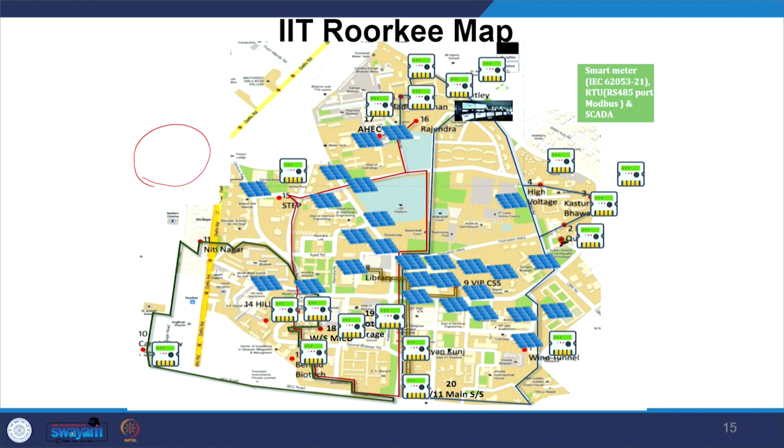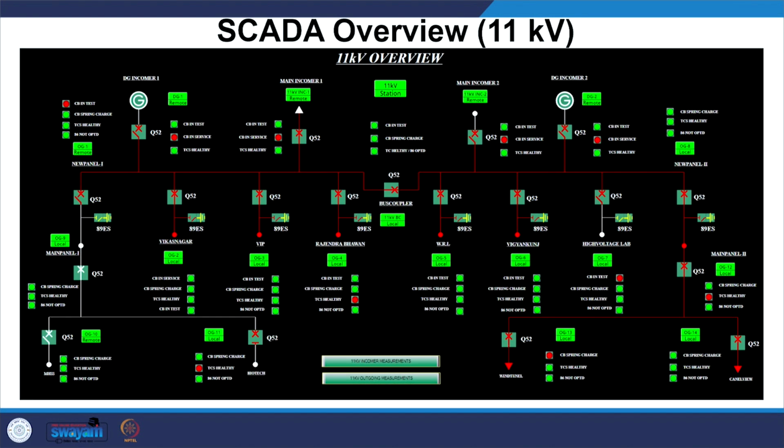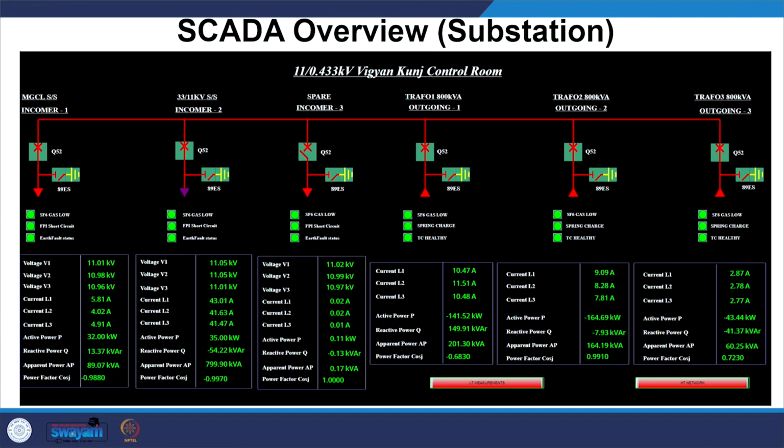Now these are the smart meters connected in the IIT Roorkee system. And we can also see, because we do have a new SCADA setup at the IIT Roorkee campus. So this is my IIT Roorkee SCADA overview, where you could see the different locations that have been modeled: wind tunnel, earthquake engineering, Kasturba Bhavan, high voltage lab, and so on. And one can see the real-time parameters at each and every location. So this is the 11 kV system, as you could see at SCADA at different locations, and the substation data also can be captured at different points.